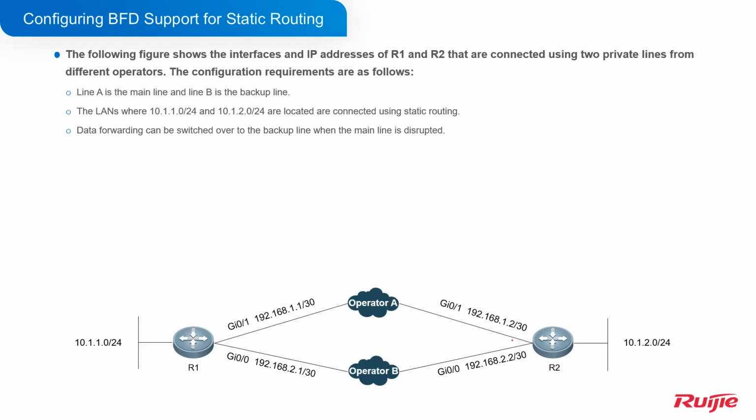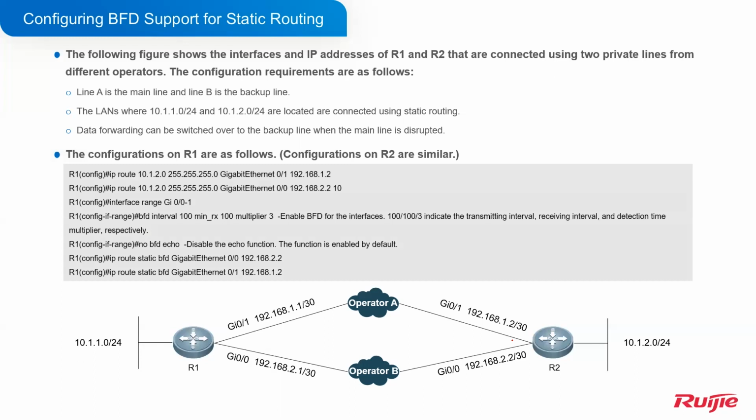The links where 10.1.1.0/24 and 10.1.2.0 are located are connected using static routing. Data forwarding can be switched over to the backup line when the main line is disrupted. To switch over, we should use BFD to detect the fault in the network. So let's see the configuration.